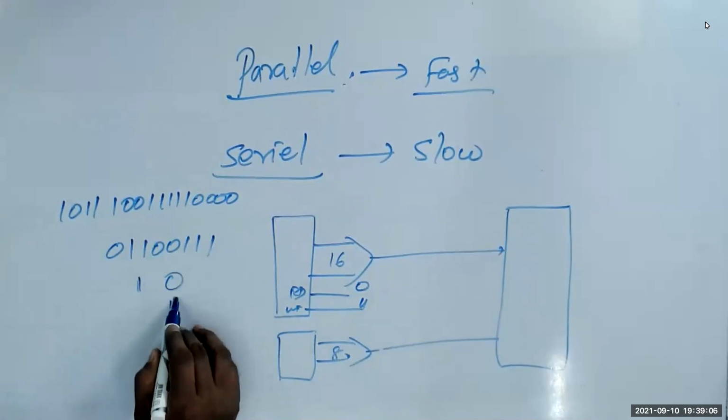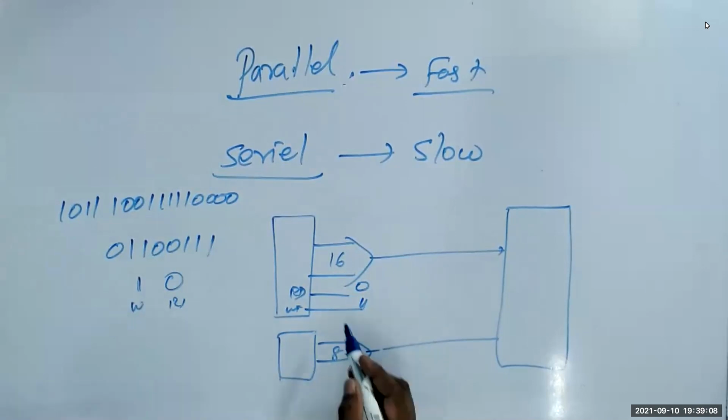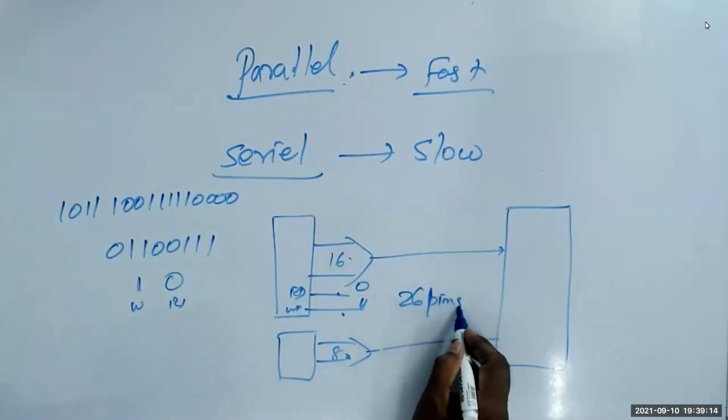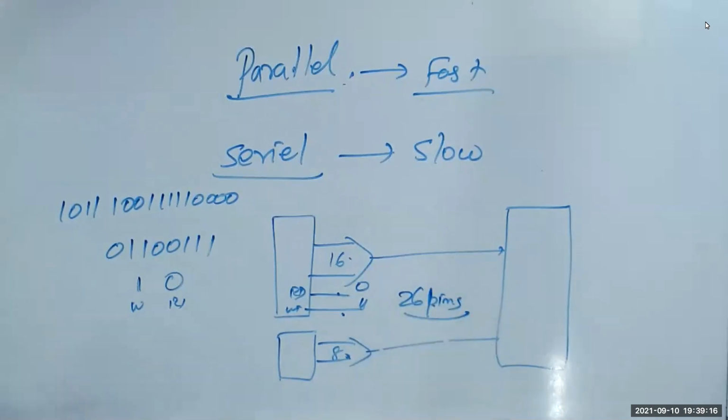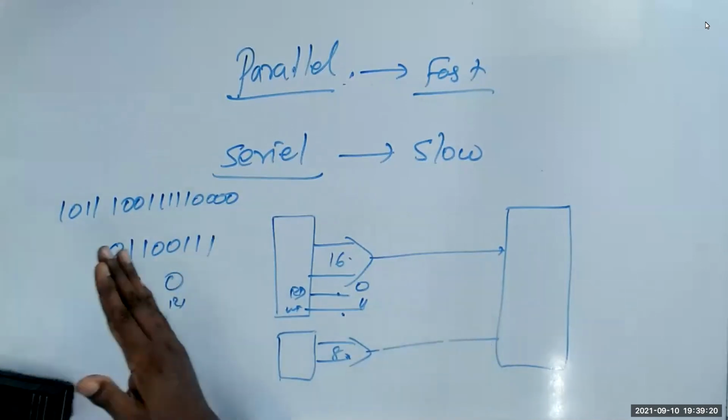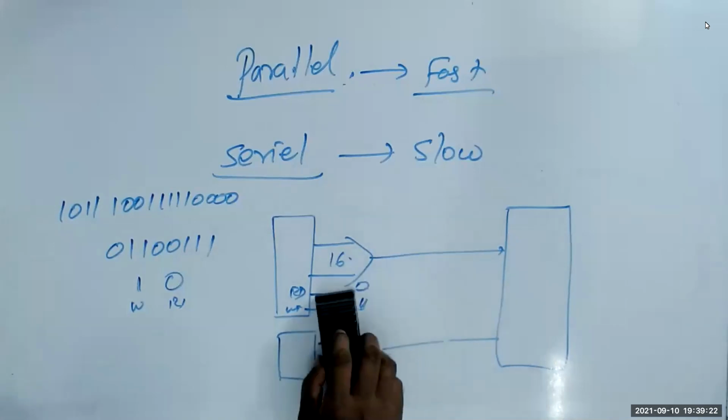Read, write. So if you see that 16 plus 8, how much? 24 plus 2, 26 pins. I have 26 pins, and I can give all of them simultaneously. Now think of the other case.